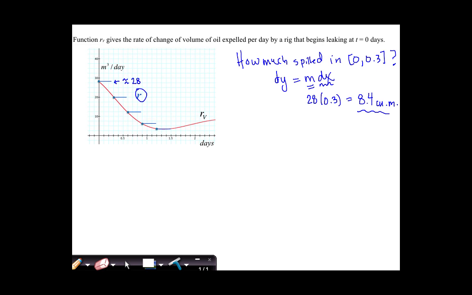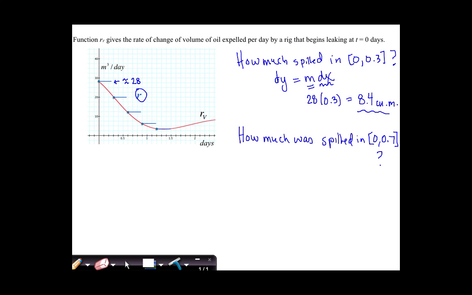Now, what if I'd asked instead how much total oil was spilled? I'm just going to write how much was spilled between time 0 and time 0.7. So 0 through 0.7. Well, that 8.4 is part of it, right? Because that spilled during the first 0.3 units. If I'm going to use this blue fake R function here, it's really a rate, but it's not the actual rate, it's just an estimate.